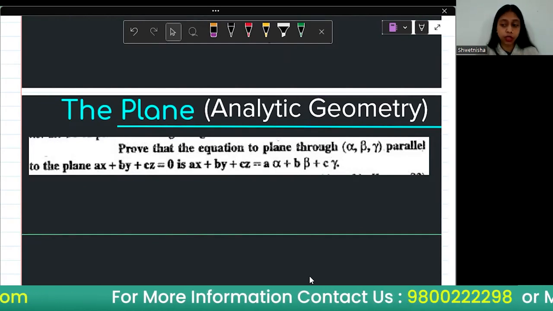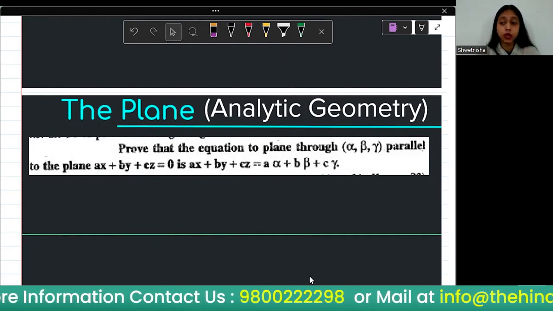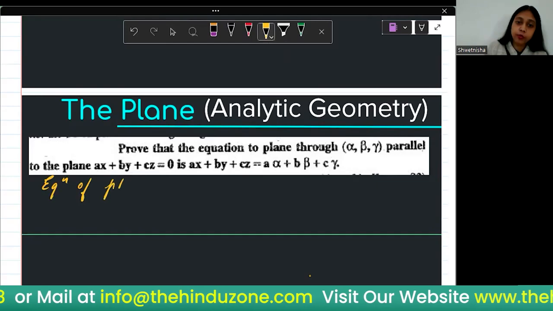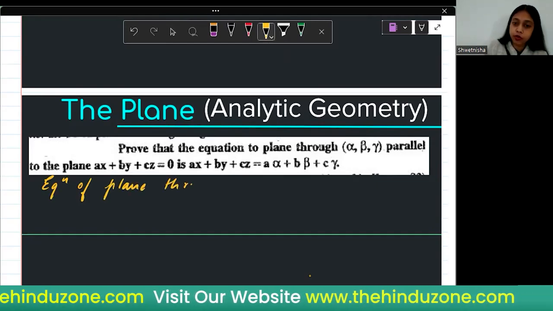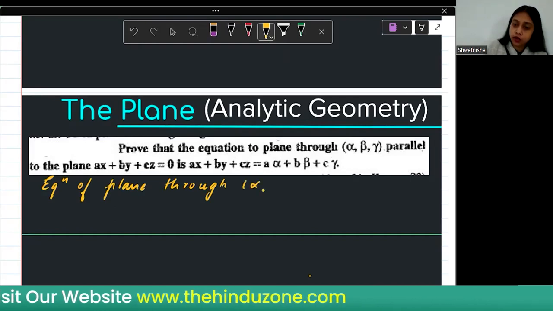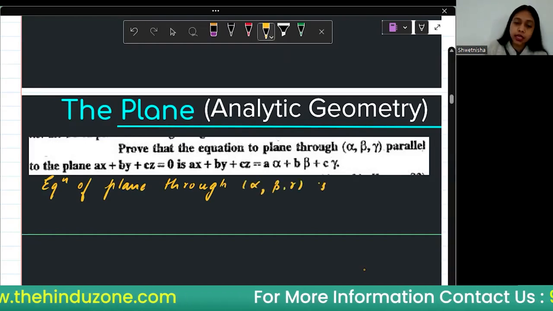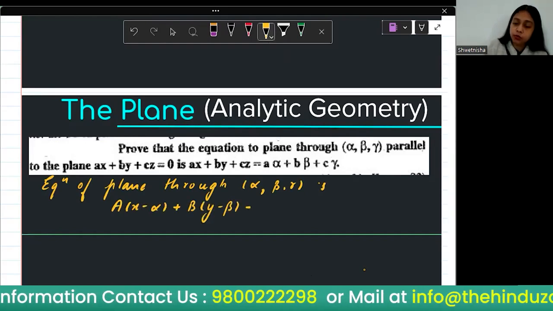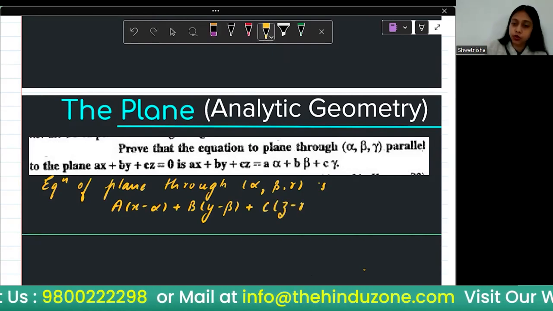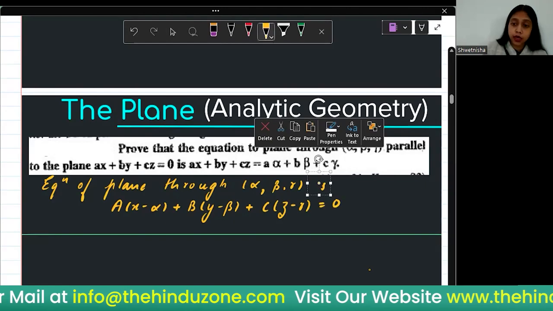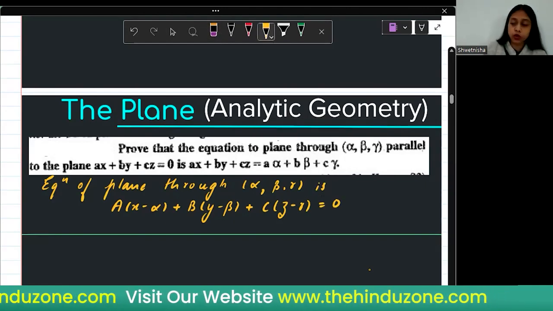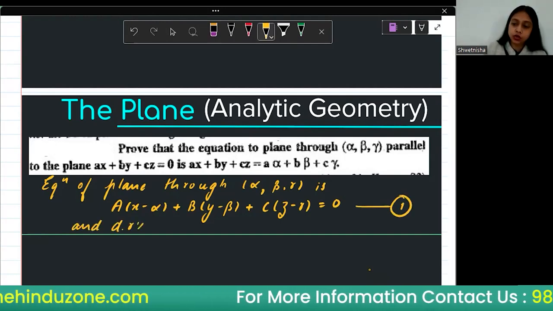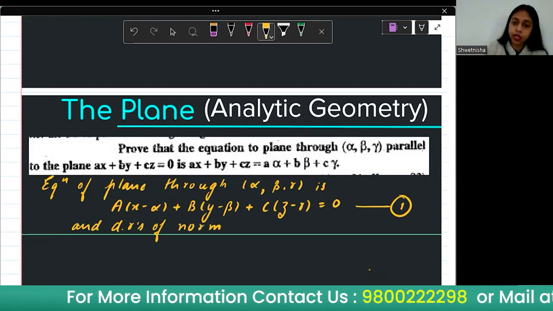This was the first topic that we did after discussing the general equation of a plane. The equation of a plane through alpha, beta, gamma is capital A times x minus alpha plus B times y minus beta plus C times z minus gamma. So we don't have D as a constant here. Okay, we do not have a D constant. So that is first. And what are the direction ratios of the normal of this plane?